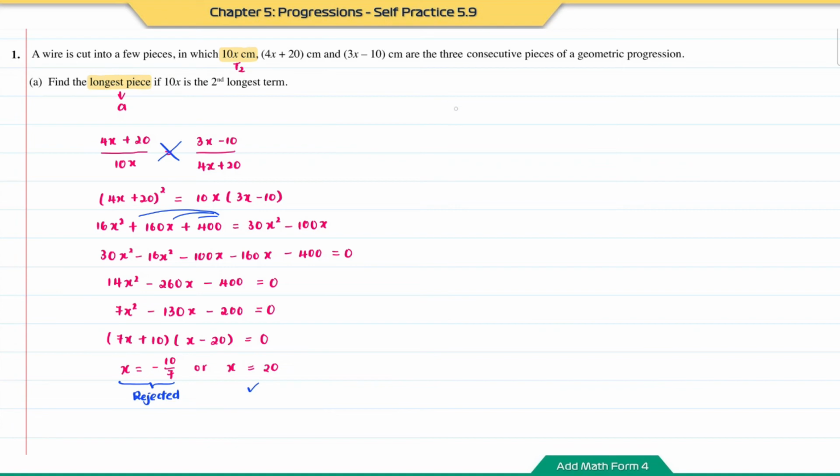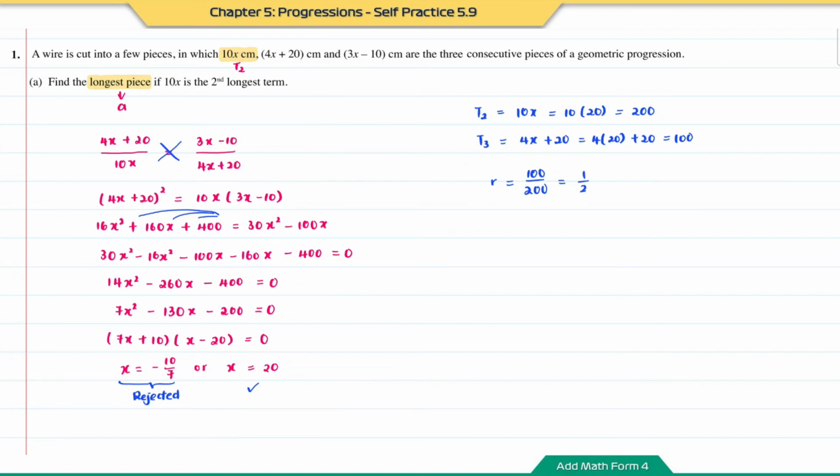Therefore, the second term, which is 10x, is equal to 10 times 20, which is equal to 200. Then the third term, which is 4x plus 20, will be 4 times 20 plus 20. This is equal to 100. So now I can find the common ratio, T3 divided by T2. 100 divided by 200 is equal to 1 over 2.